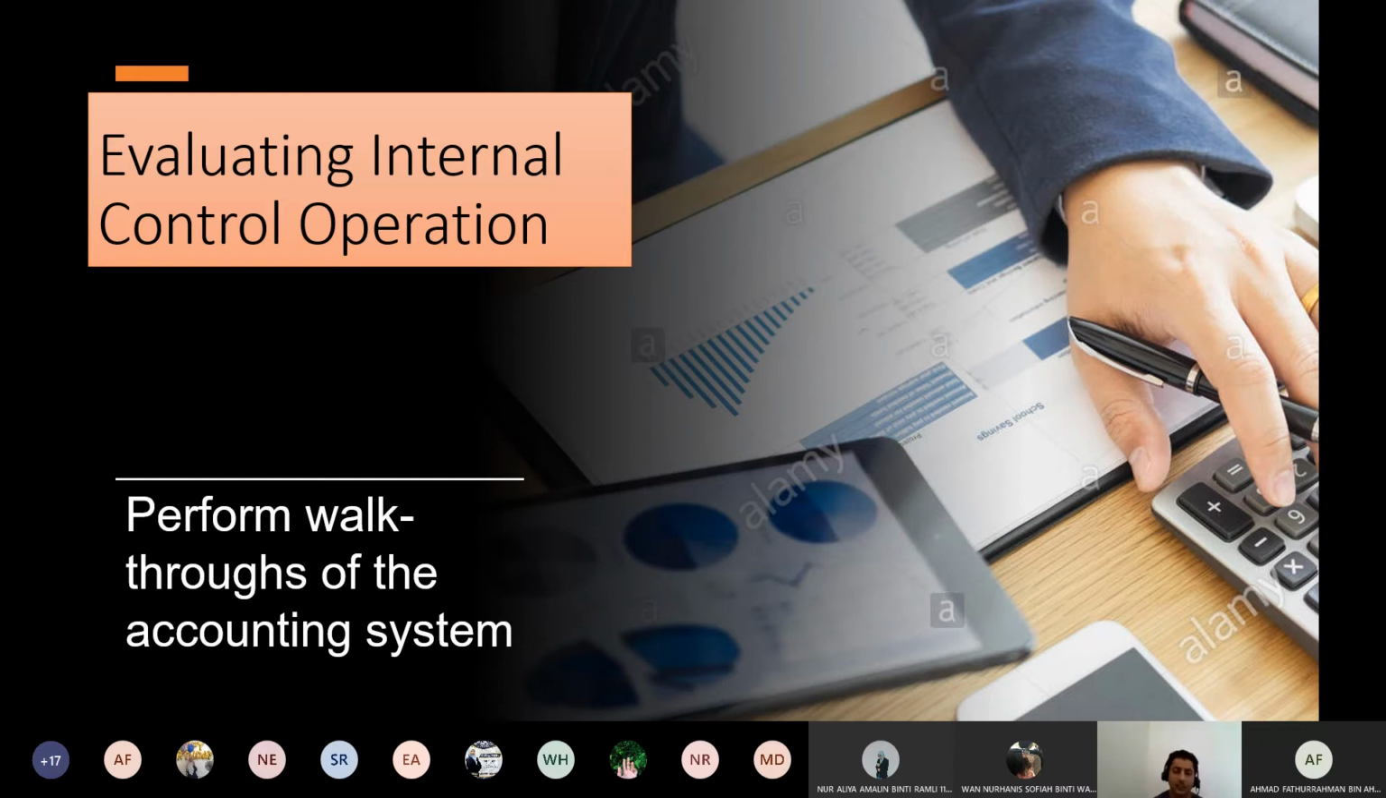Walkthrough of the accounting system: you create an artificial transaction, let's say of 3,000, and you try to key it into the system, or if it is a manual system, ask them to record one transaction of, let's say, 3,000. You walk through the system: how they will record, how they will post, how the system will generate a report as output at the end of the transaction, and how that will affect the related balances later on.